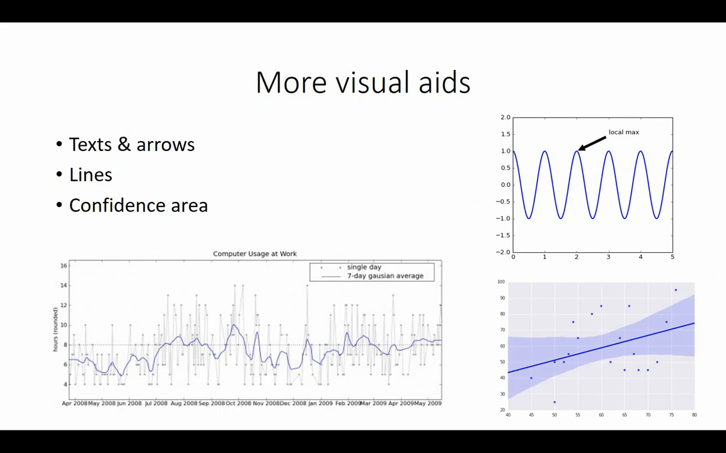And in any graphics, we can add more visual aids. So we can add, for example, some text and arrows to emphasize different parts. We can use lines, so trend lines, or just horizontal lines to emphasize different values. Very often we use those confidence areas around the trend line, like you see here. So a lot of ways to augment the visual aids.